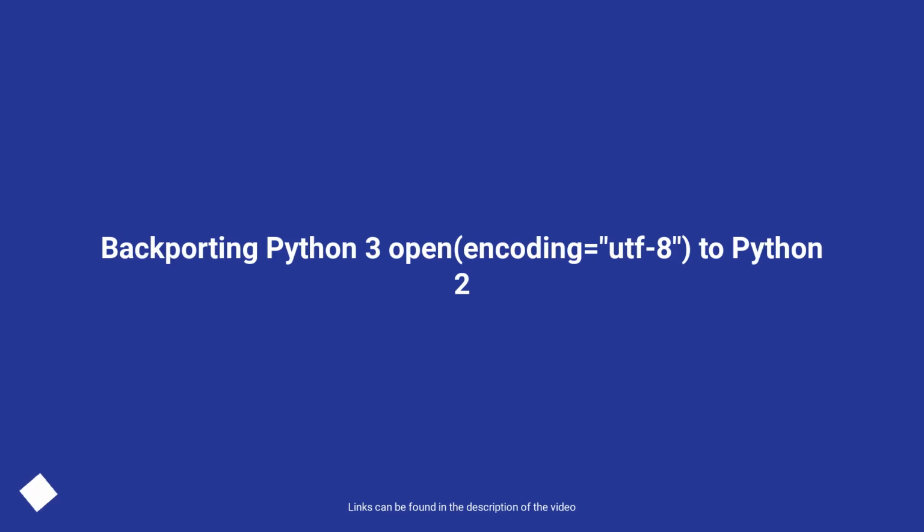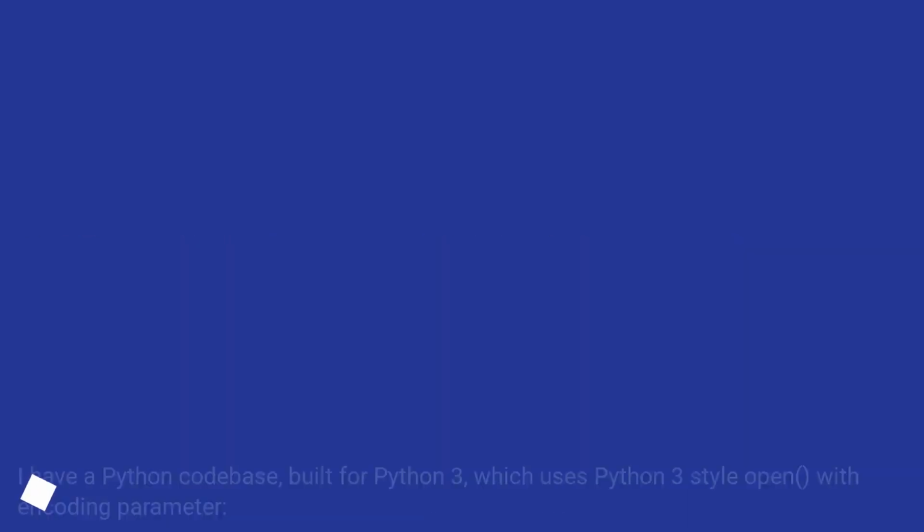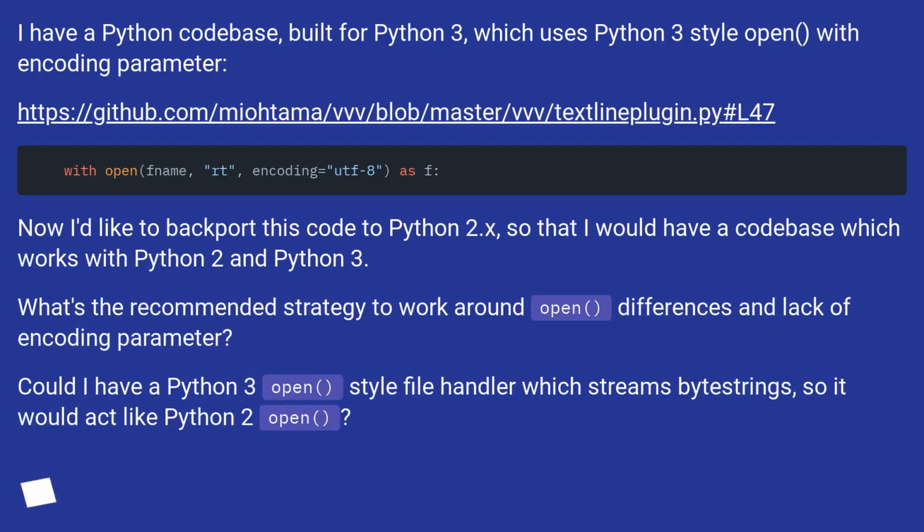Backporting Python 3 open encoding equals utf-8 to Python 2. I have a Python codebase built for Python 3, which uses Python 3 style open with encoding parameter. This URL.